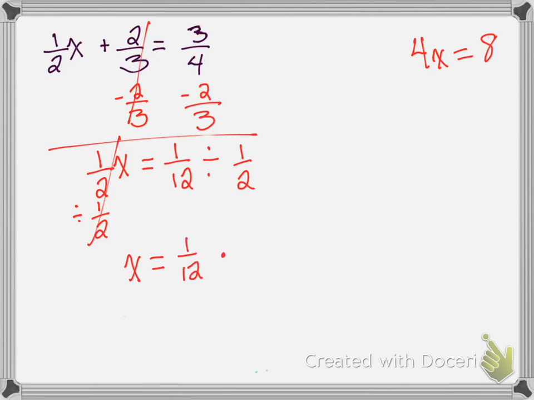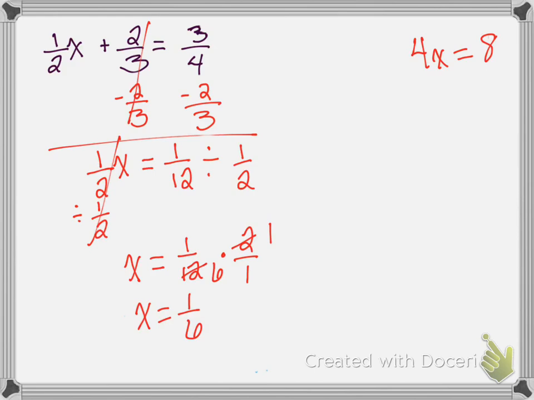1/12 divided by 1/2 is the same thing as multiplying by what? 2. Okay? So I'm multiplying by 2. I can cross cancel here, and my x value is 1/6. Now, that is a 100% legitimate way to solve this problem. It's also the more difficult way, and it has more opportunities for mistakes. So I want to show you another way to solve this problem.